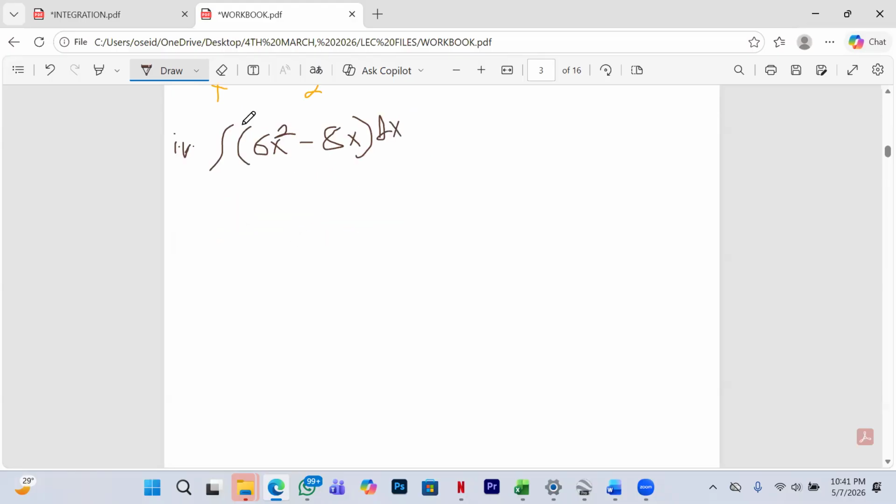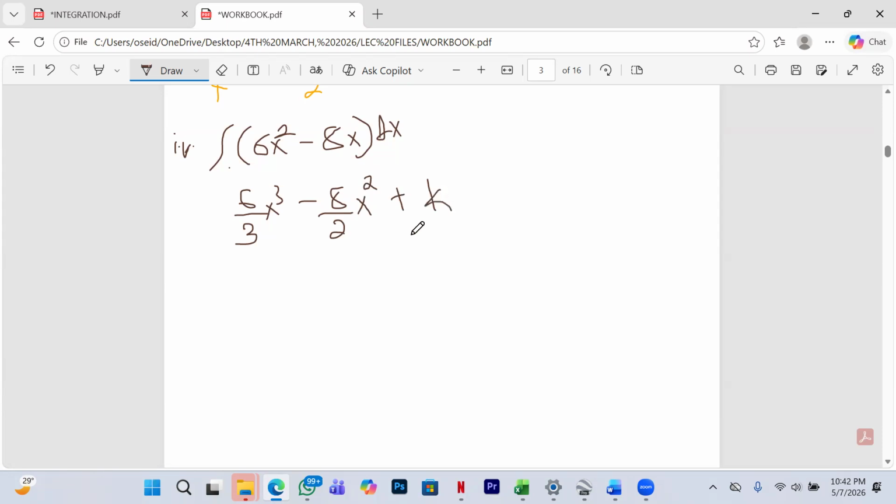All right. So the 6x, we have 6 is the coefficient over 3, which is the power, times x exponent 3, minus 8, which is the coefficient, over 2, which is the power, times x squared, plus k, which is the constant.